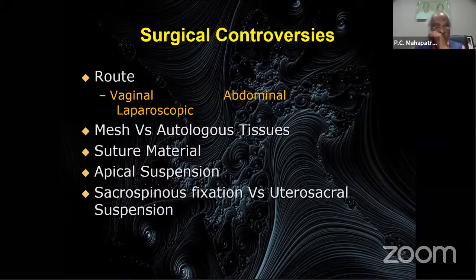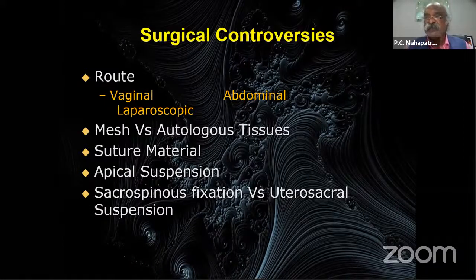Apical suspension is a very important thing. I always say apical suspension is important to prevent prolapse, which I have already told. And the additional suspension by sacrospinous fixation versus uterosacral suspension. Sacrospinous fixation was practiced for long years, and my personal experience I will share with you. I had done more than 50 cases of sacrospinous fixation, followed it up, and then discarded the procedure. From the beginning I was thinking that sacrospinous fixation, anatomically, is not logical.